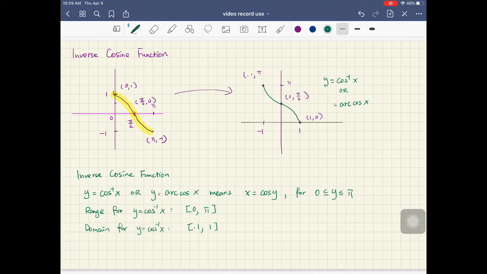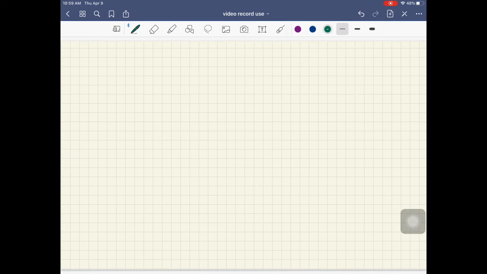We do not really have any even and odd properties for the cosine inverse function. So I'm just going to move on to the example. The example we have is still finding the value. The first one is y equals arc cosine of 0.